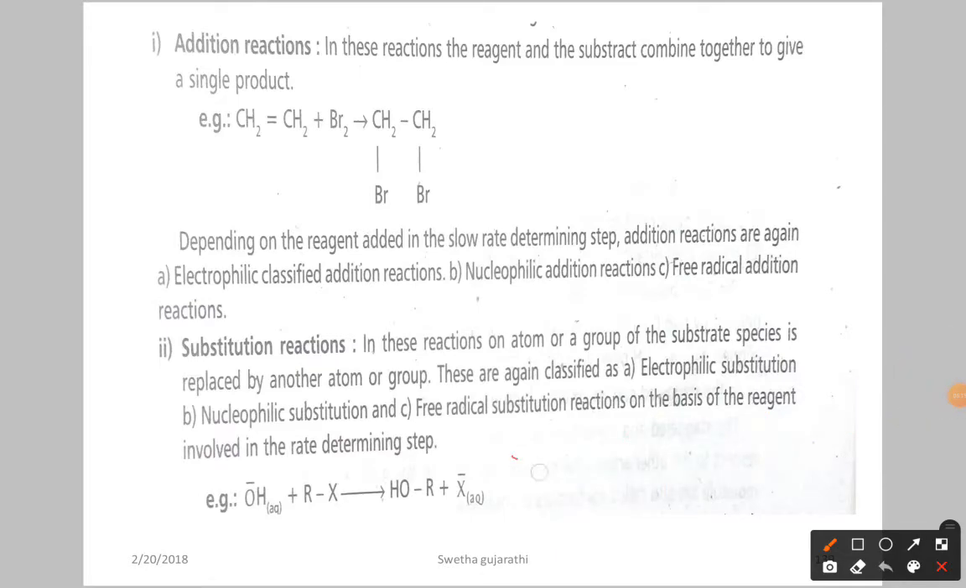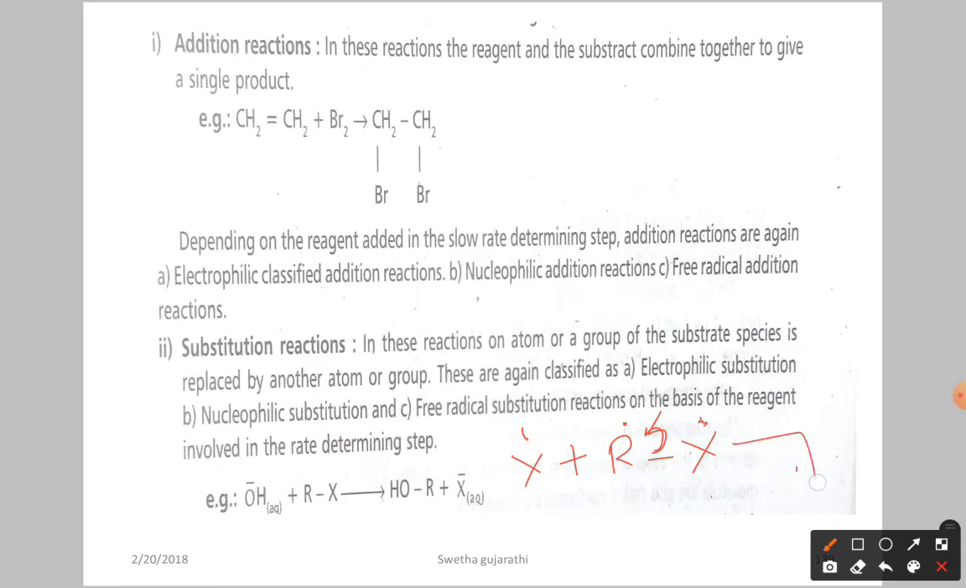Now free radical substitution means what? Again you are taking some X that is nothing but a free radical. Again here, for example, RX is there. Now, because of homolytic cleavage, what happened? You are going to get R dot and X dot. Already we discussed, if we have homolytic cleavage, you are going to get radicals. If it's heterolytic cleavage, you are going to get the carbocation or carbanion.